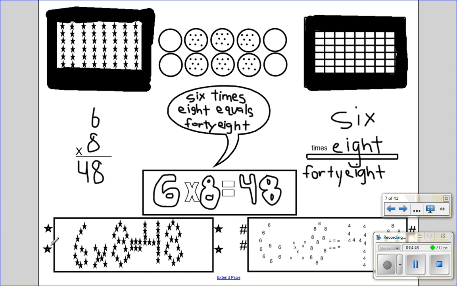The reason there's stars outside here is because basically I use stars to form a 6, to form an X, to form an 8, to form an equals, and to form a 48. Same thing over here. The reason there's a number sign out here is because here I've used a bunch of little sixes to form a 6, and a bunch of X's to form an X, and a bunch of 8s to form an 8. And that's the idea. This would force the kids to practice it 10 times.